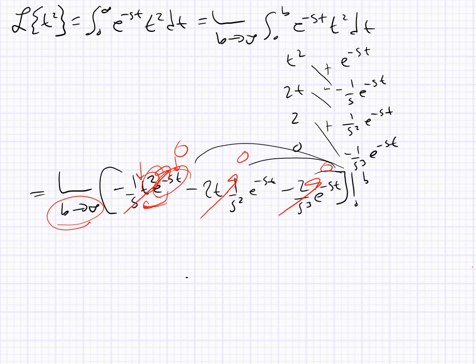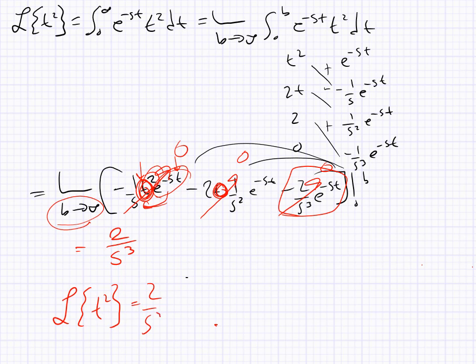So then what we're going to do is subtract out what happens when we plug in 0. Well, if we plug 0 in for t, that's going to be 0. That's going to be 0. And then we'll just be left with this one. So what do we get here? We get positive 2 over s cubed. So the Laplace transform of t squared is 2 over s cubed.